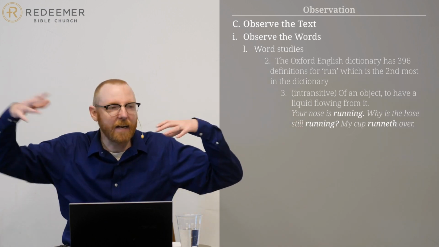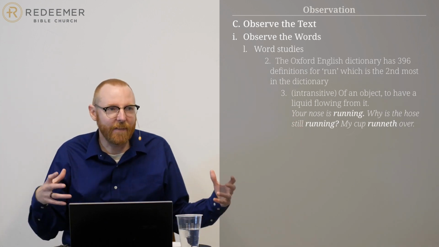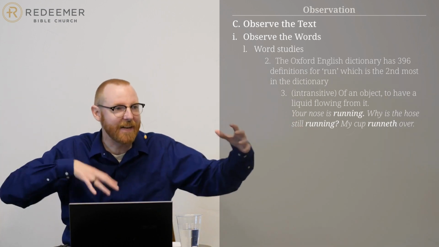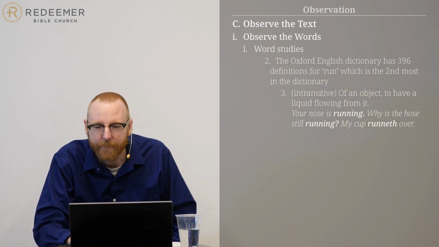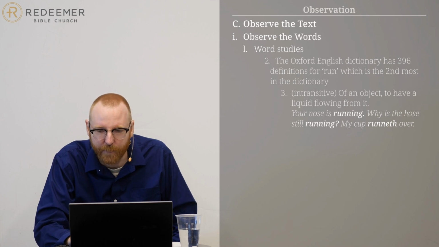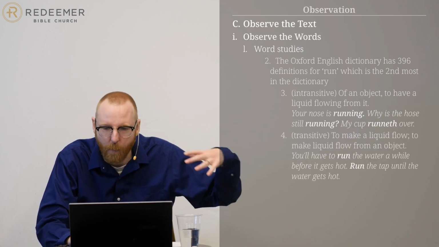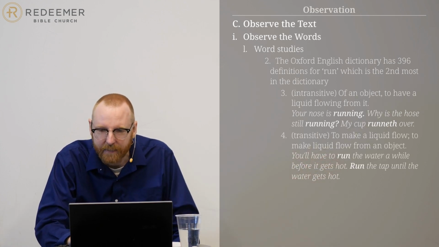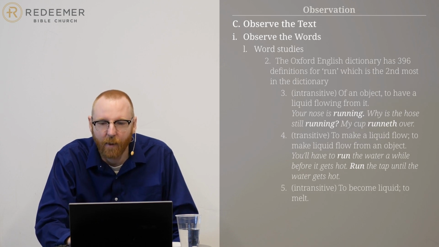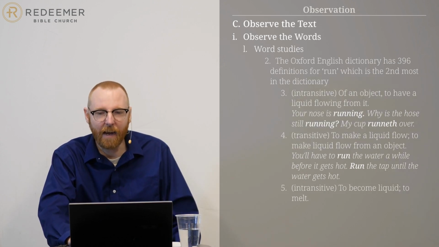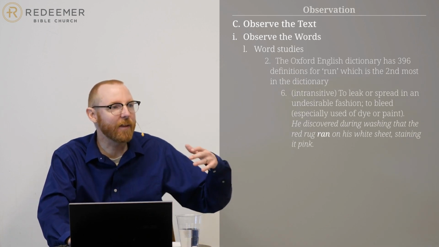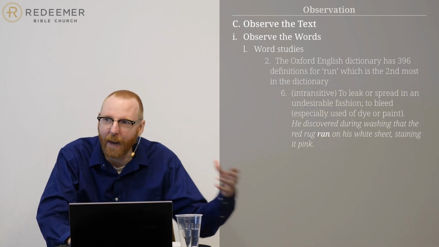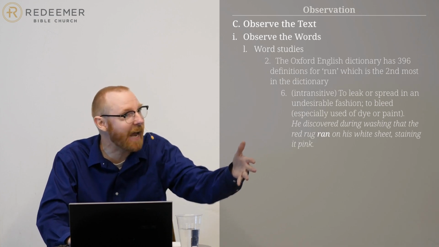But you've got to understand, the hose certainly doesn't have legs, but I see, these are all kind of connected. Anyway, I'm going to keep moving through here. Liquids are flowing, water's running, leaks are spreading. That's a good example, right? The red rug ran on his white sheet. We talk about that with colors: it bleeds, exactly, right?